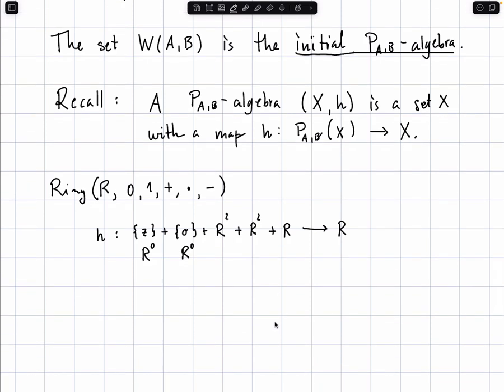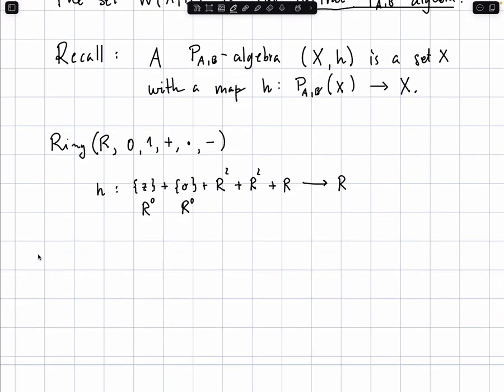So that's why we call these things algebras, because that's what algebras are. We are generalizing algebra. Now, that's a P A B algebra. So let's work out what it is in the case of natural numbers.